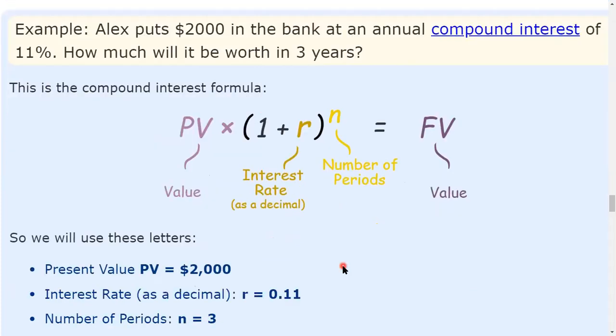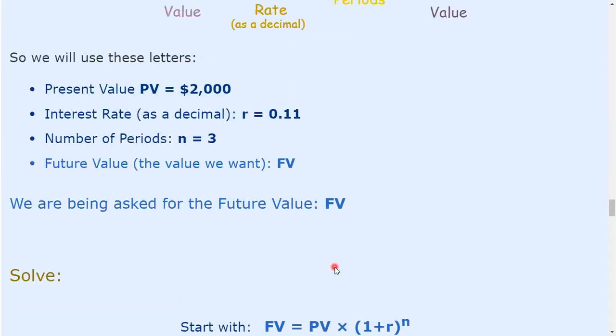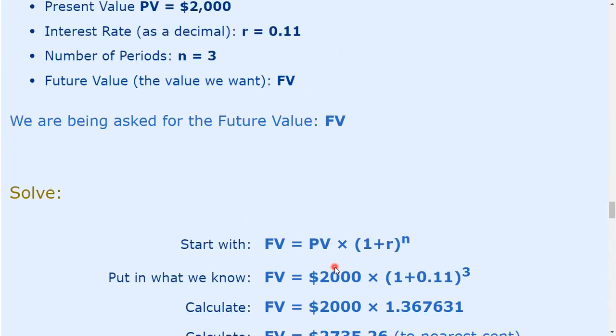What we will have to do is use these letters. Present value is $2,000. Interest rate as a decimal: it's 11%, which is 11 over 100. Number of periods is 3 years. Future value is the value we want. Future value, FV. We are being asked for the future value.